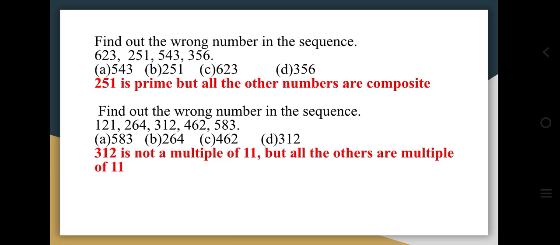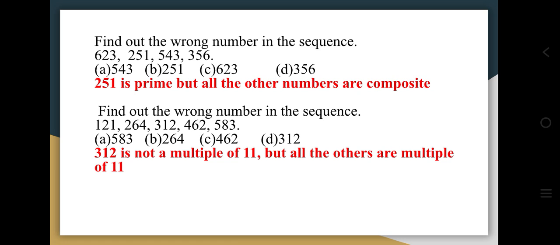264, 2 and 4 are there. The middle number is 6. If you add 2 and 4, it is 6. So it is also a multiple of 11. In fact, it is 24 into 11. 312, 3 and 2 are there. So in the middle, it should be 5, 3 plus 2. But here it is given as 1. So this is the wrong number.